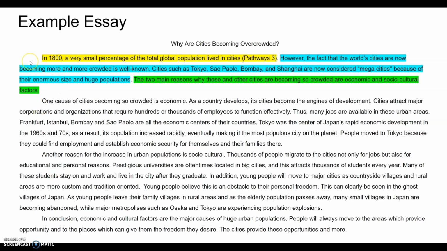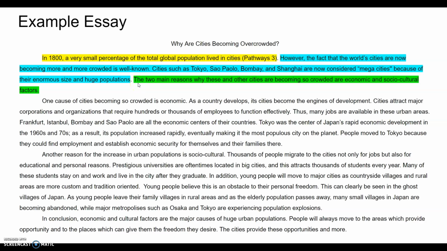So let's look back at this introduction paragraph. We can see the three parts of the introduction paragraph in different colors here. The first sentence: in 1800, a very small percentage of the total global population lived in cities. This is our hook. This is supposed to be our sentence that attracts the reader's attention. Then we have the background information, which is 2 or 3 or more sentences that connect the hook to the thesis statement. It also gives general information about the topic of this essay.